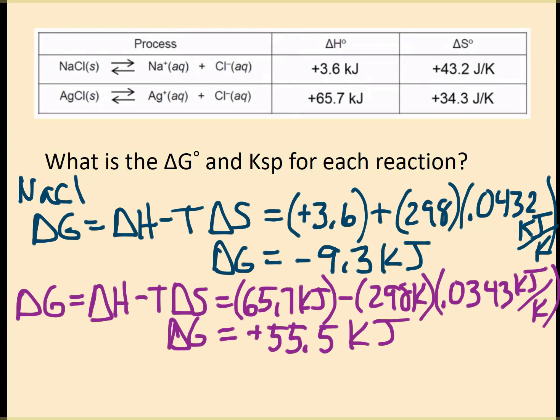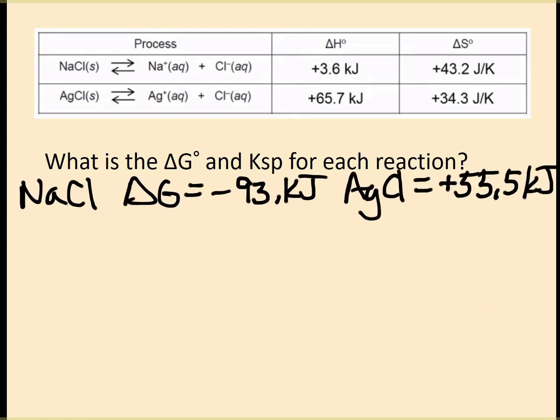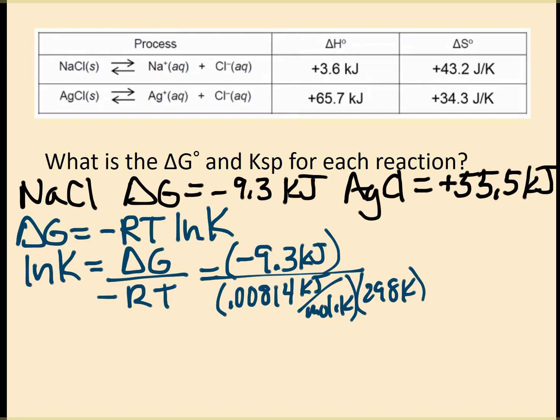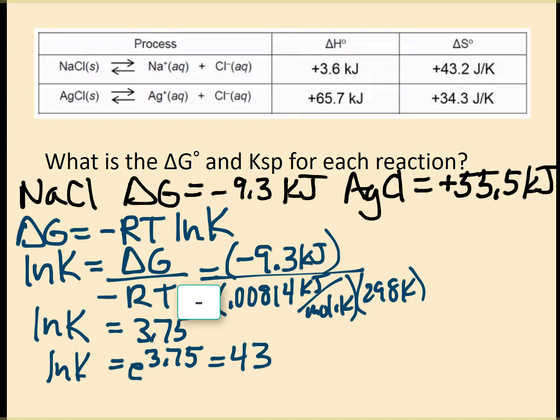Now let's find our Ksp for each of the reactions. So I'm going to just clear my slide, start with the formula, and I'm going to rearrange it to put the natural log of the equilibrium constant on one side. And working out the math, I have the natural log of K is equal to 3.75. So put this to the e, and I get 43. So this is product favored.